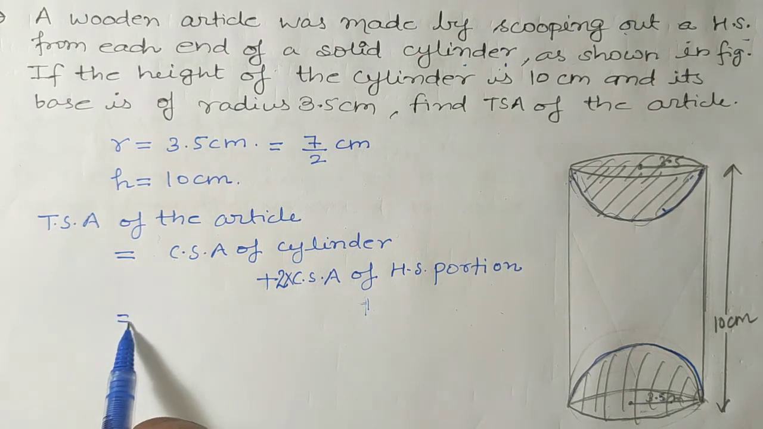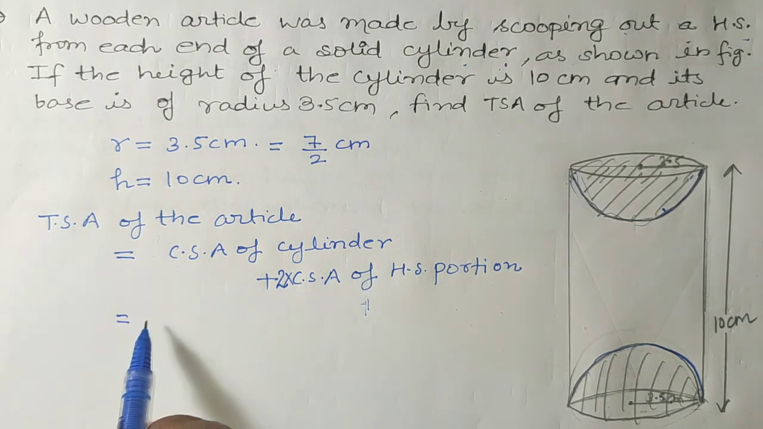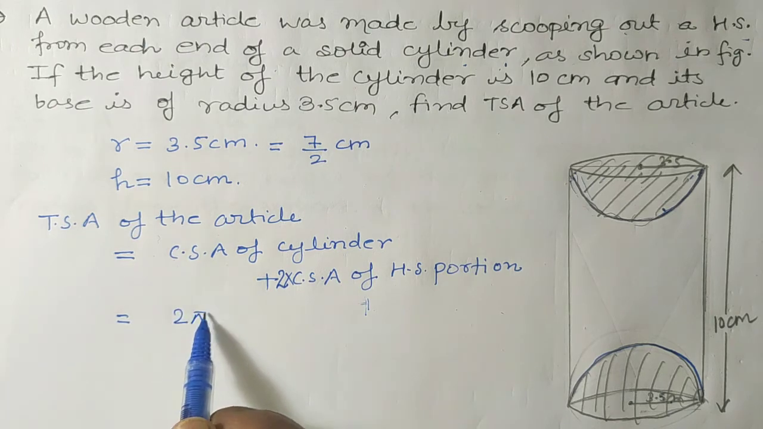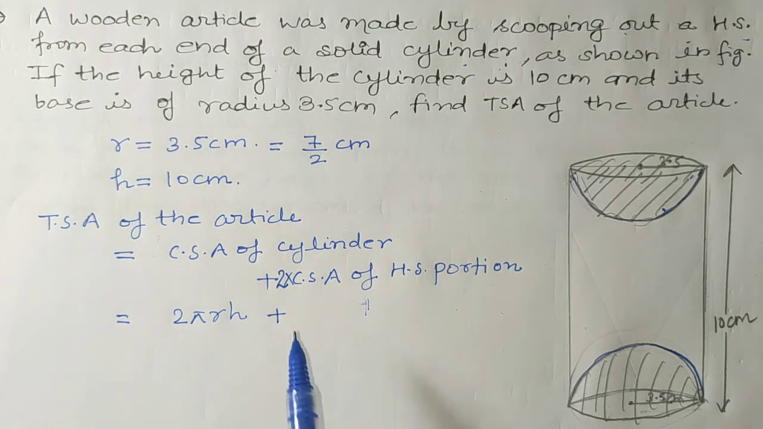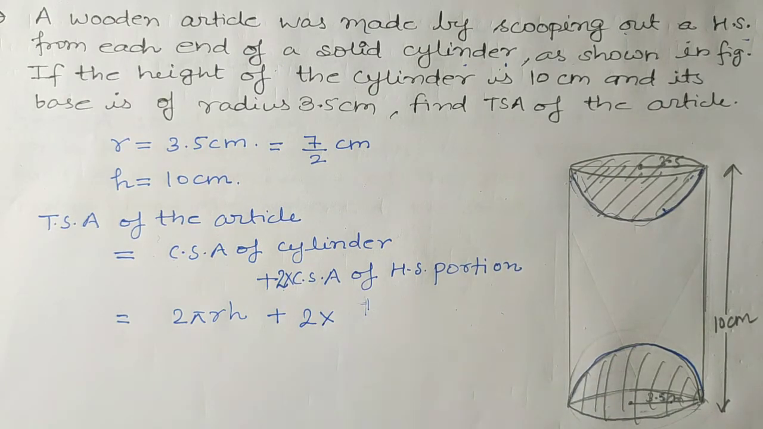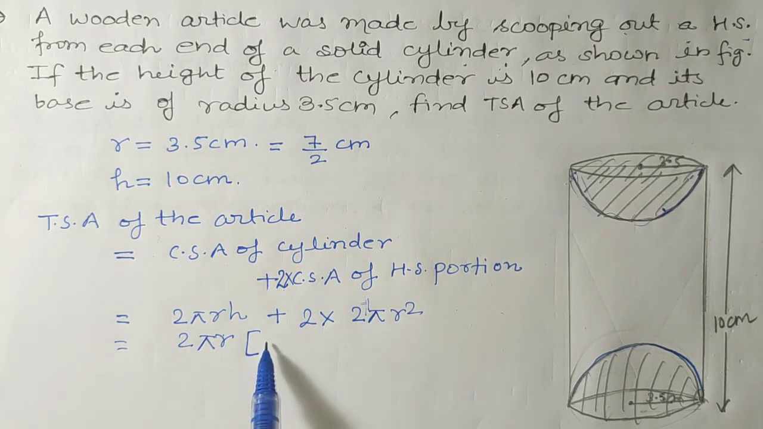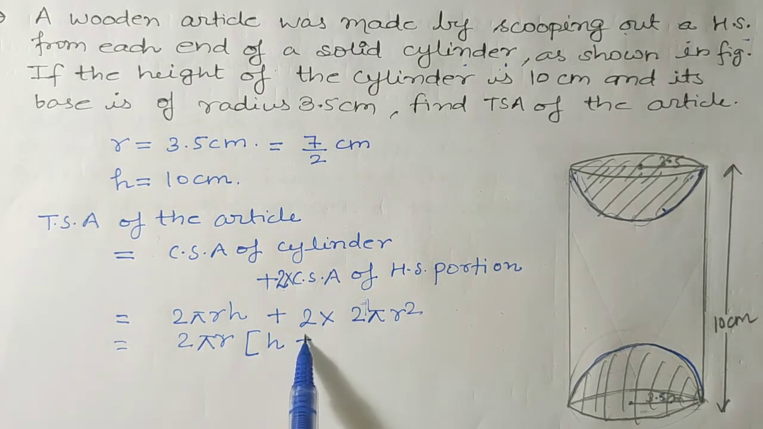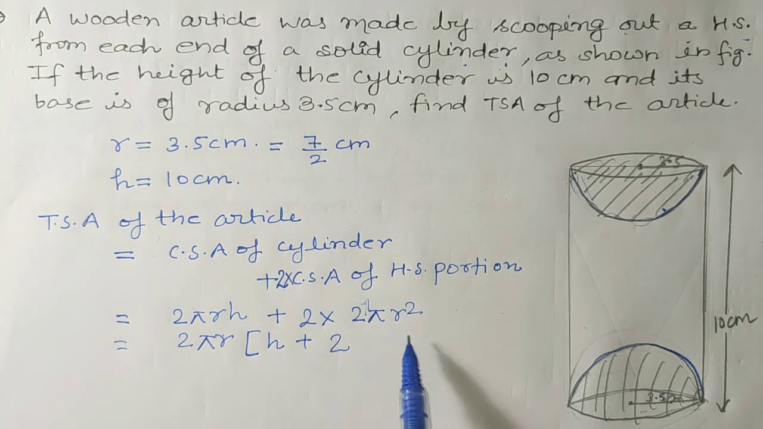Now what is the formula of curved surface area of the cylinder? We know that it is 2 pi r h, plus 2 times curved surface area of the hemispherical portion. What is the curved surface area of the hemispherical portion? It is 2 pi r square. So in these two, what we can take common? We can take common 2 pi r. So what is left from here? h is left, and from here plus 2, 1 2 is left, and 1 r is left.